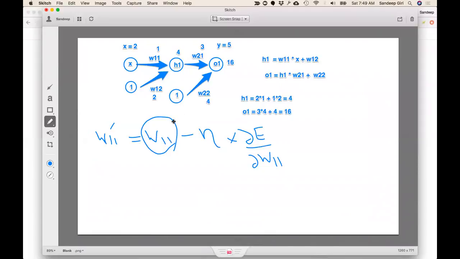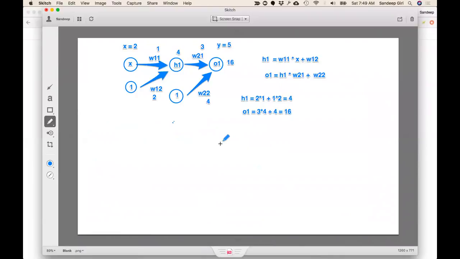So any doubts about this equation? It is the one that we just talked about, how we are going to change the w's, and that is the one we're going to use further. Now the next step: we found that the output we computed is 16. It was supposed to be 5. That means there's something wrong with these weights, so we start going back.